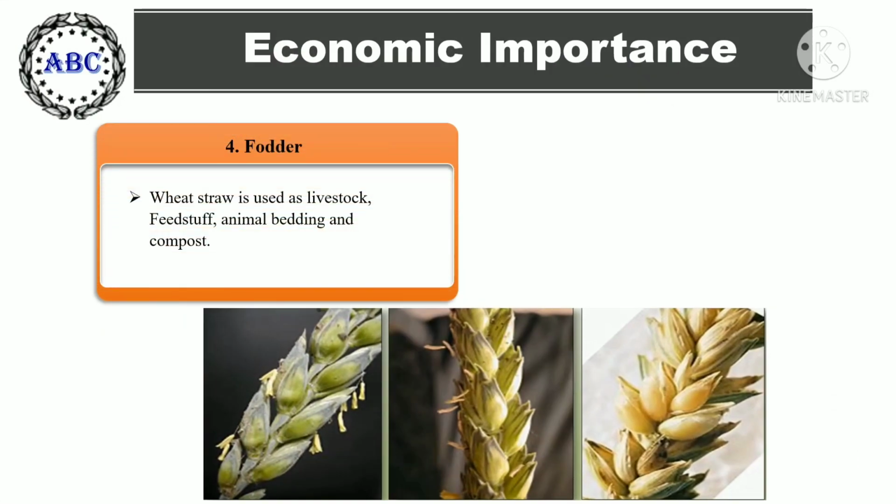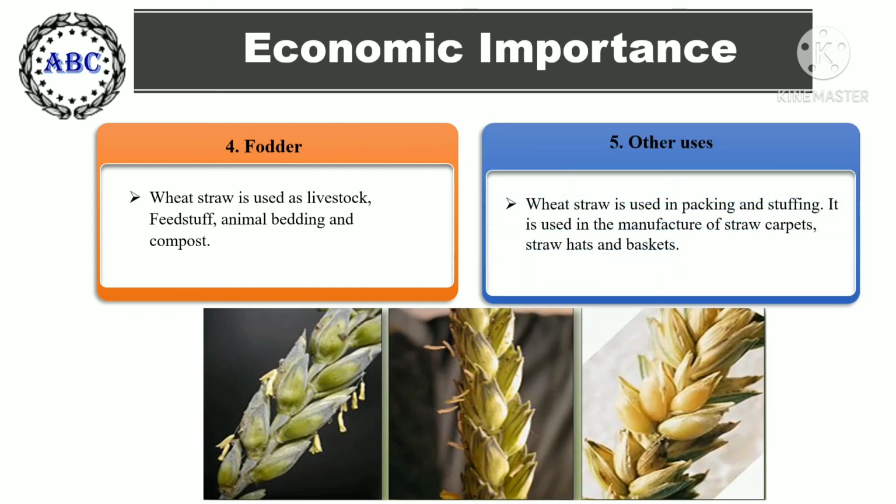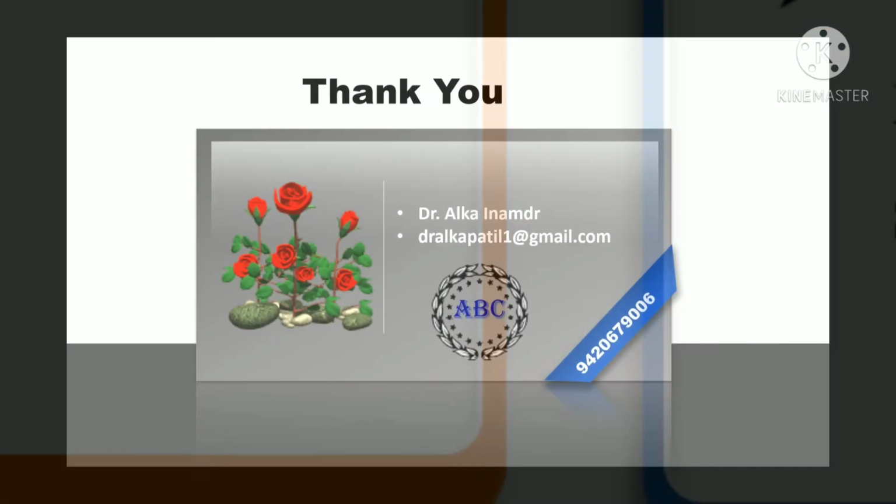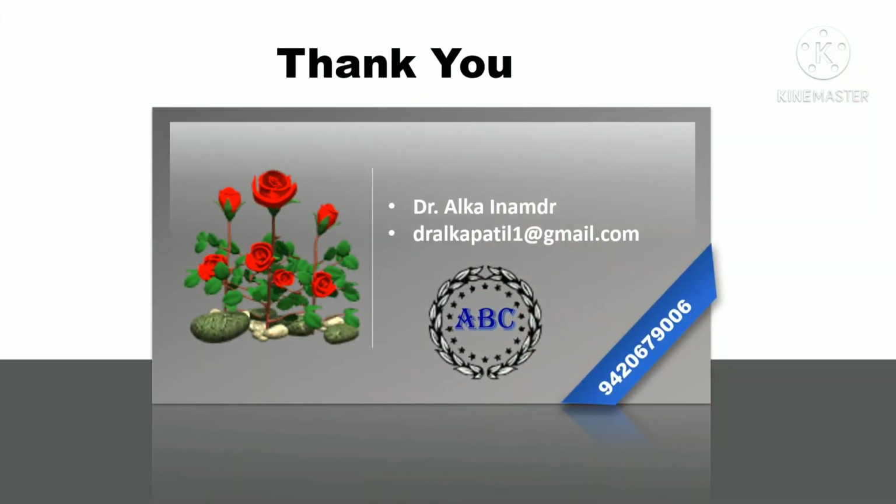Fourth important use is as fodder. Wheat straw is used as a livestock feedstuff, animal bedding and also for compost. Fifth, other uses: wheat straw is used in packing and stuffing. It is used in the manufacture of straw carpets, straw hats, as well as baskets. Thank you very much.